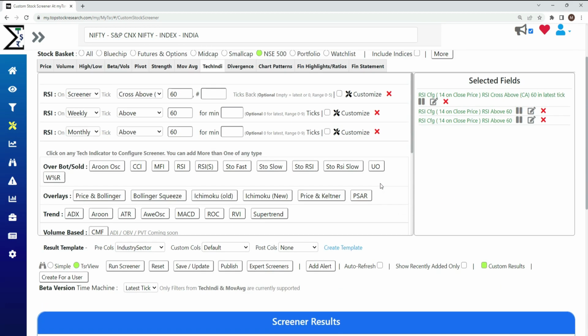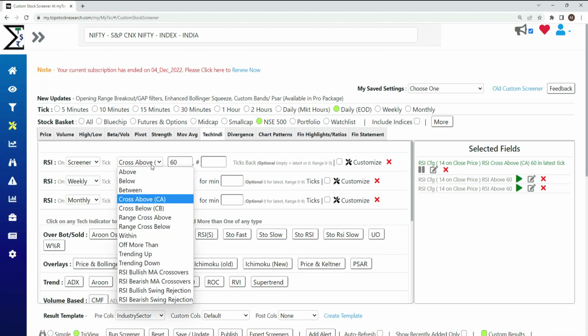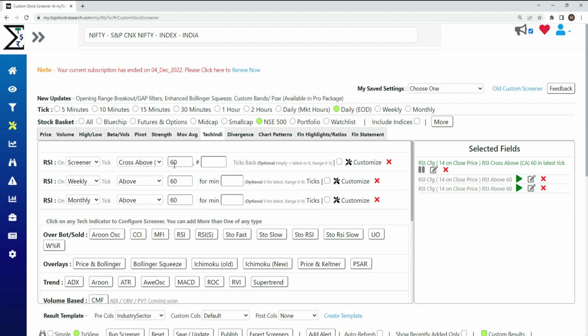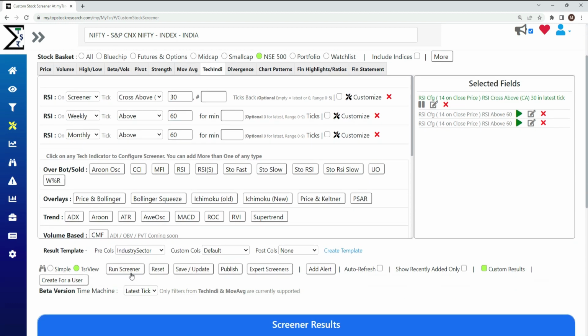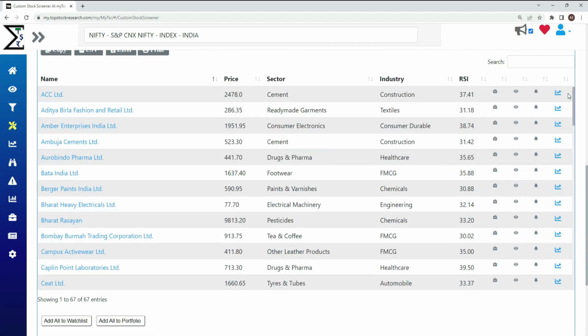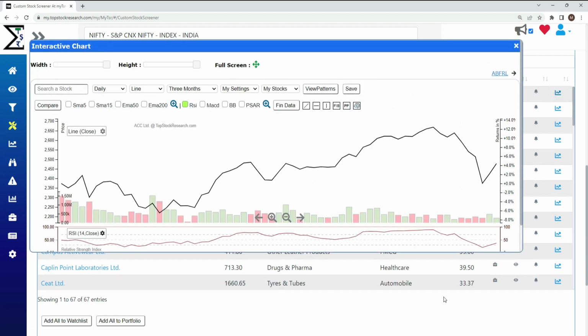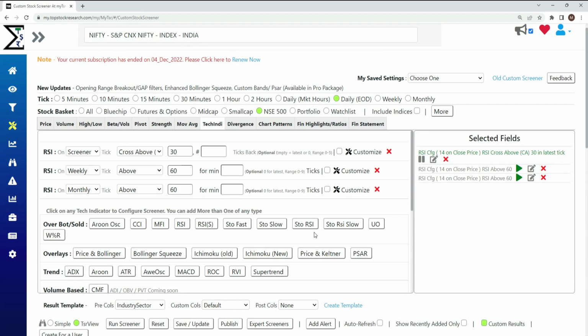Another thing that perhaps I have missed in this one: let's say you want to know if it crossed above 60 in the latest tick, or maybe crossed above 30 is a better number. Cross above 30 on the latest tick is where the bullish signal gets generated. So you'll get all the stocks which have just crossed above the 30 level. But if you have a strategy wherein it has crossed above 30 in the previous tick, just put one here.